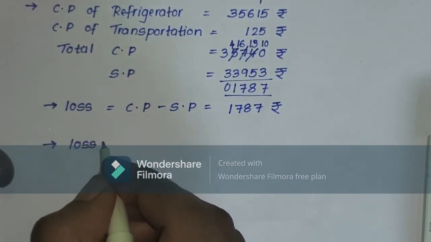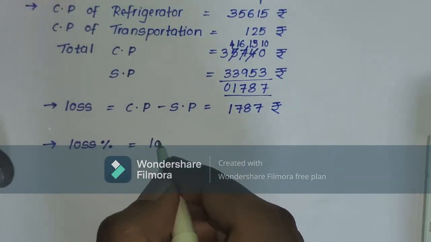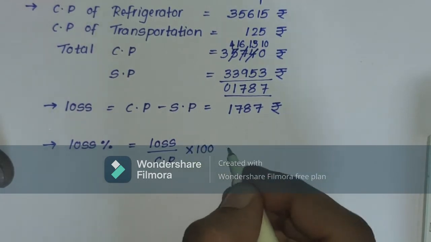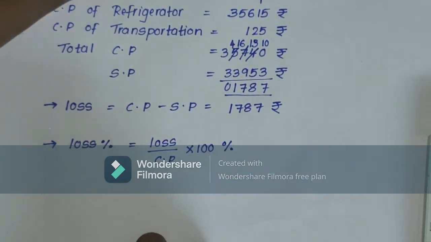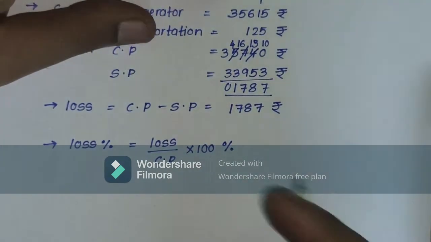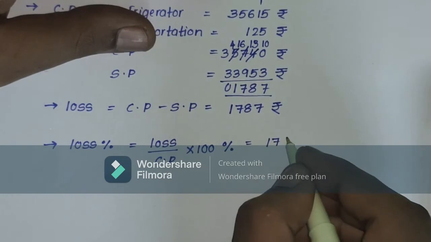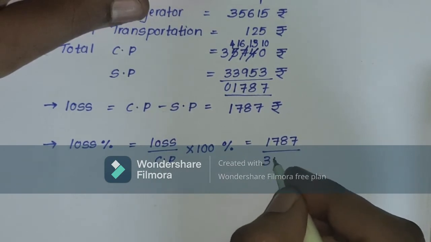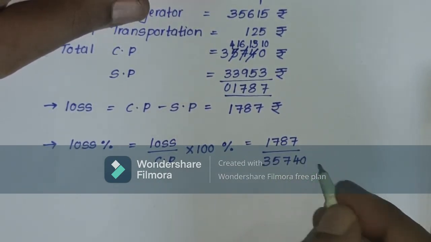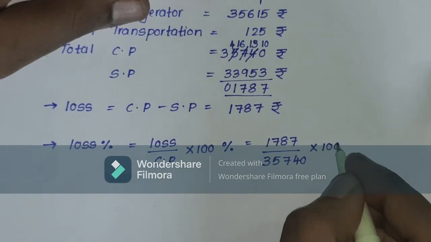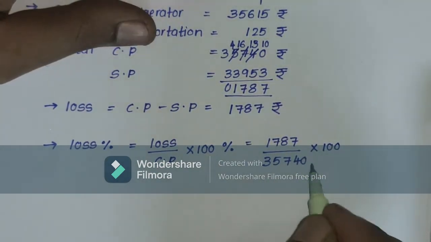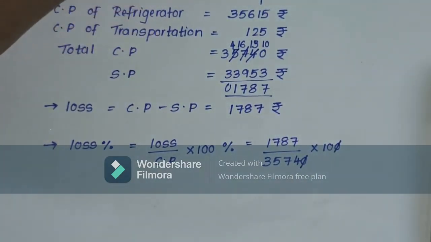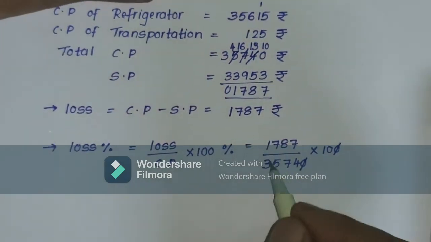You write down the formula. Loss percent is equal to loss upon CP into 100, student, and the answer will be in percentage. Right, student? So let us substitute the value. So loss amount is 1787 upon, what is the CP? 35740 multiply by 100. Right, student? Now how to make a cancellation part of this? 1 zero cancels from the numerator, 1 from the denominator. Right, student? Now, student, you might be thinking, how should we cancel this?